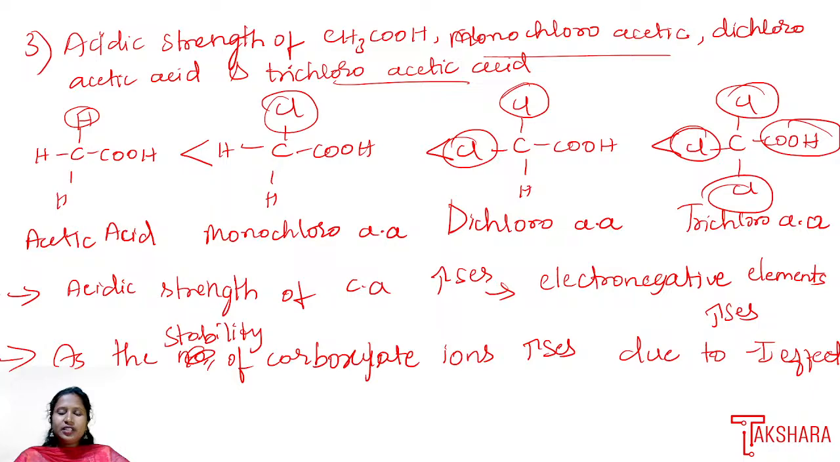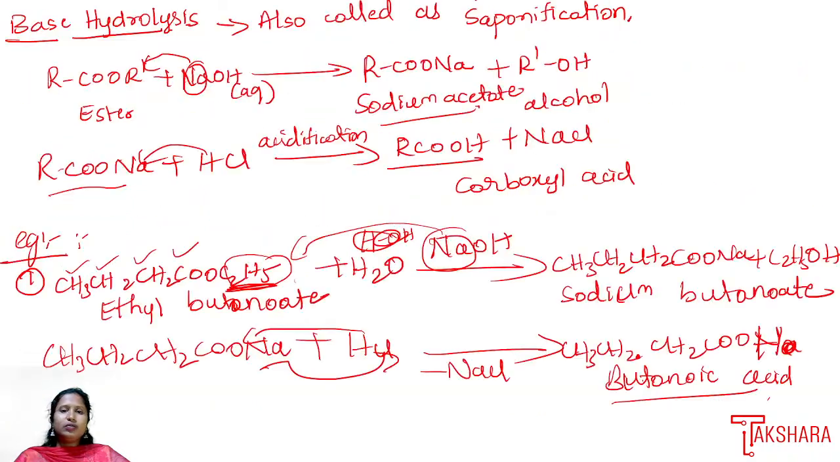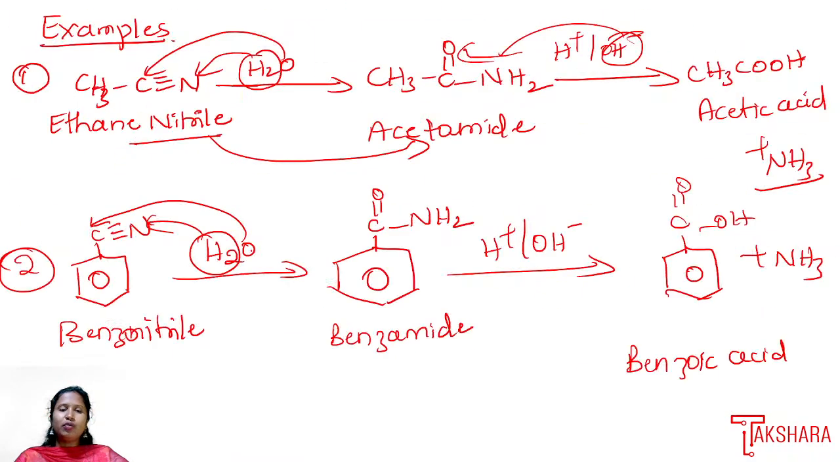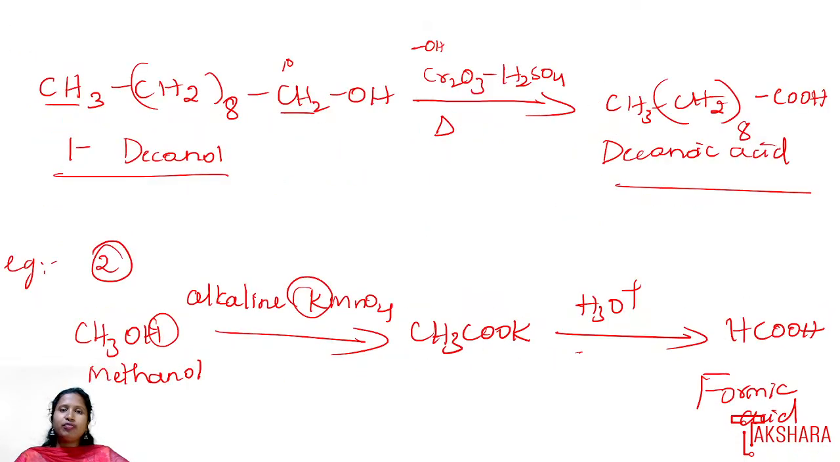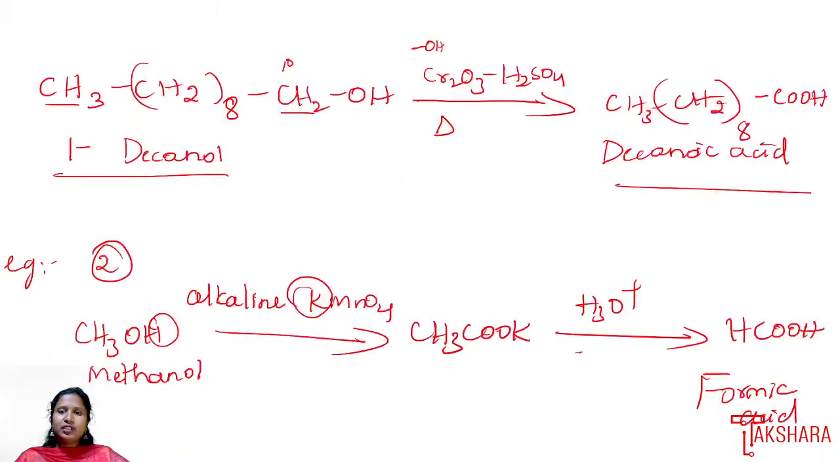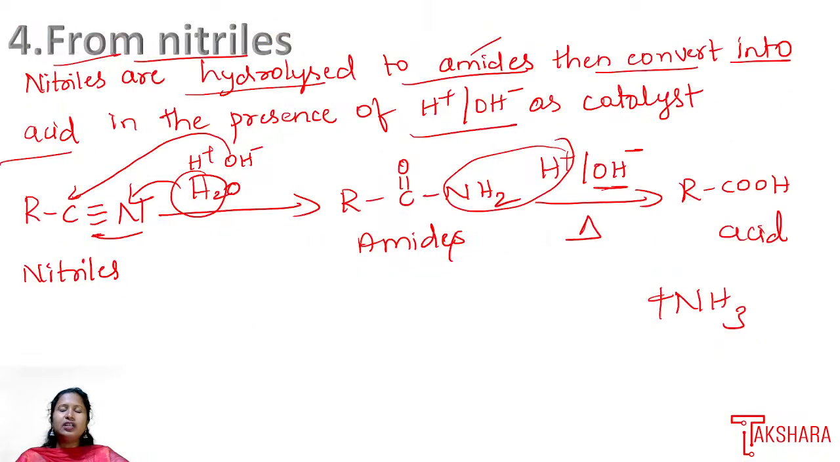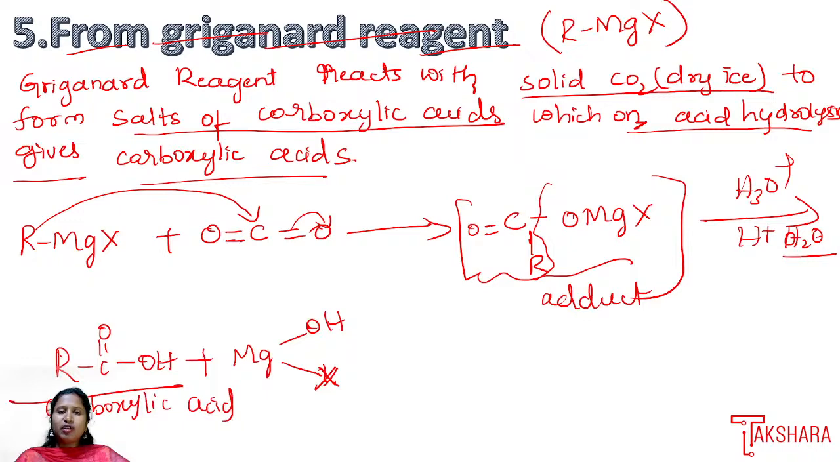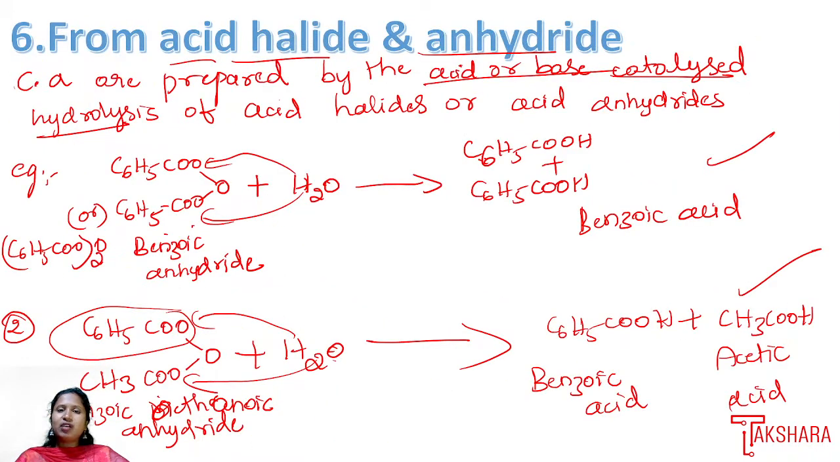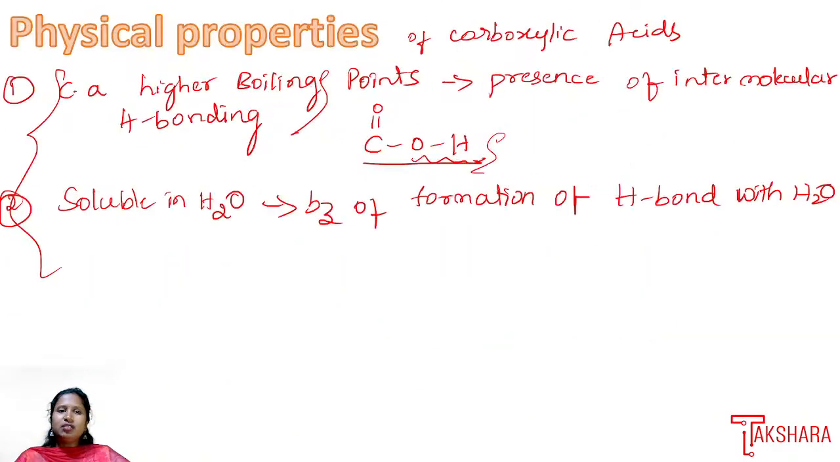So that is about the reason-wise questions. They may ask for 2 marks. So up to this, whatever reactions we studied: the preparation of carboxylic acids, from the first method, primary alcohols. The second method we discussed using toluene. Then the third method from propyl benzene, then from nitriles, next from Grignard reagent, from acid halides and anhydrides, and also from esters. All these methods are very important for the 2 marks, we can say.